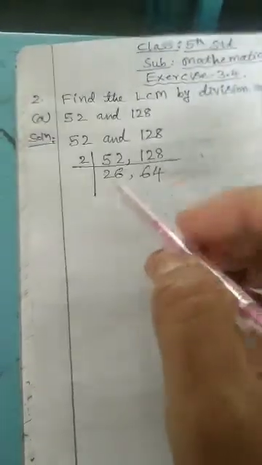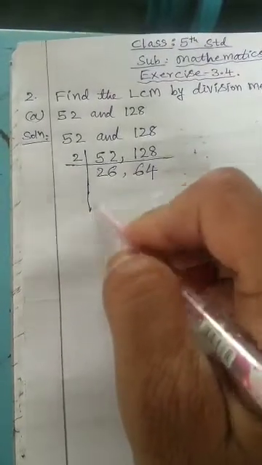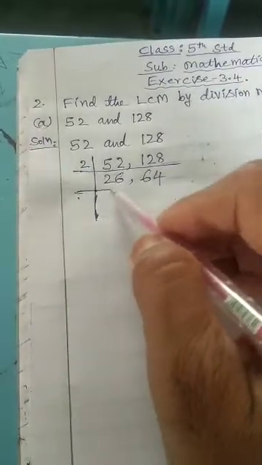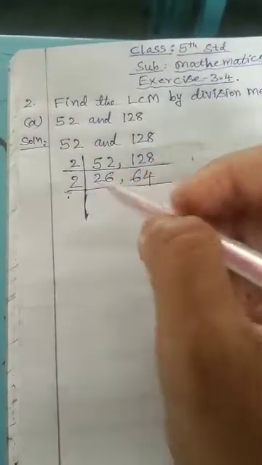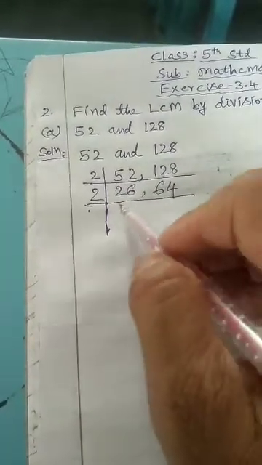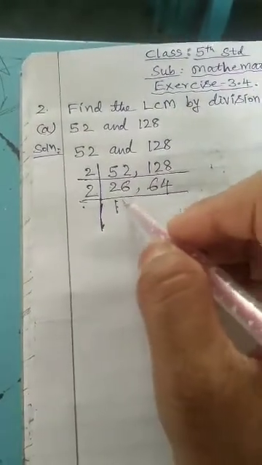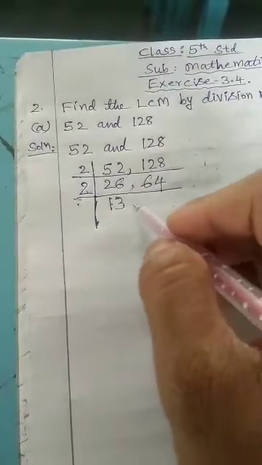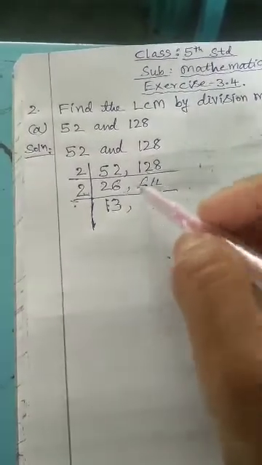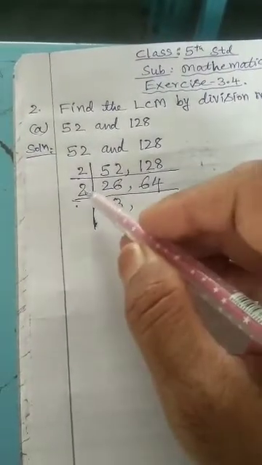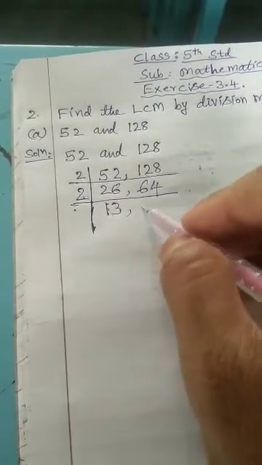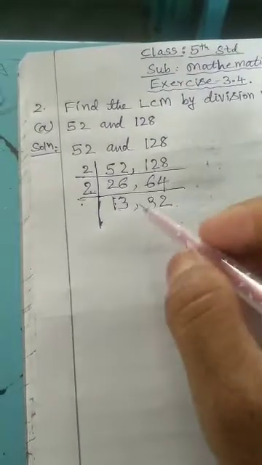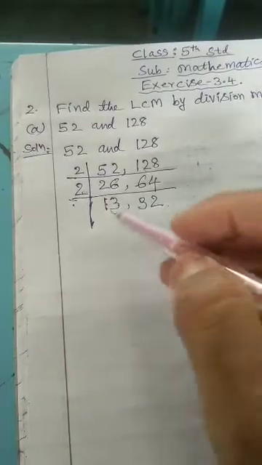Next, again what do you have to do? Put a line like this. Again you have to divide 26 and 64 by 2. Understood? 2 1s are 2. 2 3s are 6. So 2 13s are 26. Next, divide 64 by 2 now. 2 3s are 6, first digit. Next, 2 2s are 4, second digit. It means 2 32s are 64.